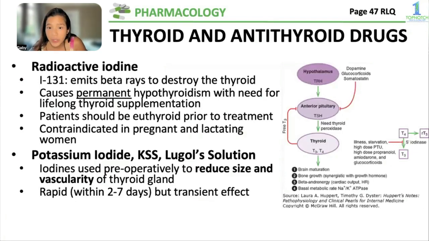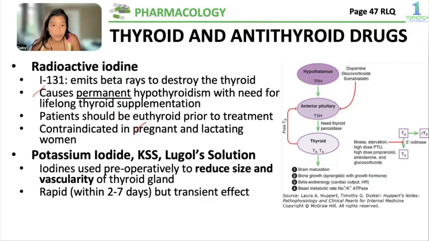We also have your radioactive iodine, okay? And this is given when we want to cause permanent hypothyroidism. So, of course, this is contraindicated in pregnant and lactating women because we are essentially giving radioactive levels of iodine. It's a pill, you ingest it, and this then emits beta rays to destroy the thyroid. Whenever you give somebody radioactive iodine, you have to supplement their thyroid hormones for life because you have effectively ablated any activity of their thyroid gland. So this can be used, for example, in thyroid cancers.